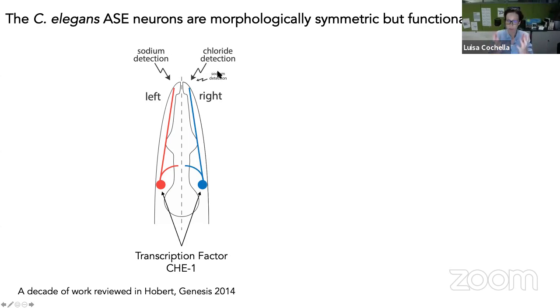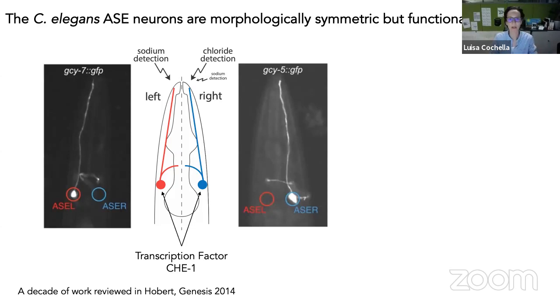These different properties are of course given by differential gene expression across these two neurons, for example, of receptor guanylate cyclase genes, of the GCY family. And these are receptor guanylate cyclases that are actually involved in the sensing of these cues. And you can see here micrographs where we see GCY-7 expressed only in the left neuron, but not in the right neuron, and a different GCY, GCY-5, expressed in the right, but not in the left.